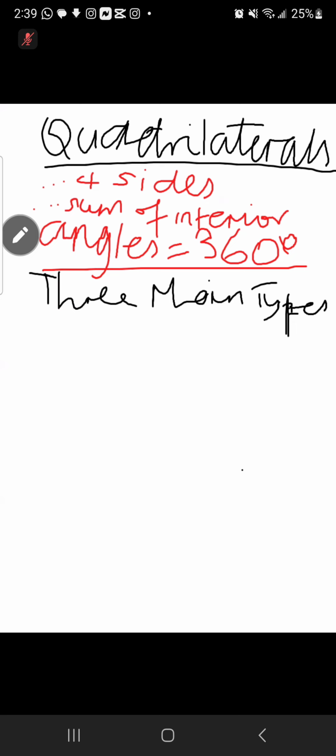1, parallelogram. 2, trapezium. And 3, kite. Parallelogram, trapezium, kite.